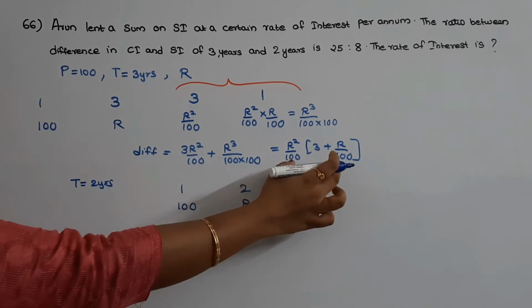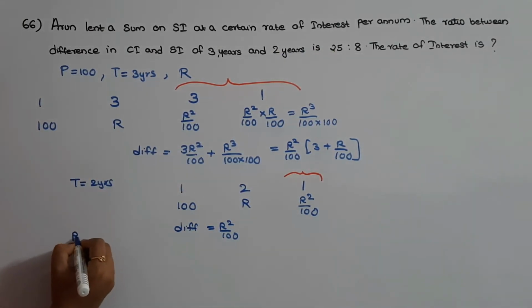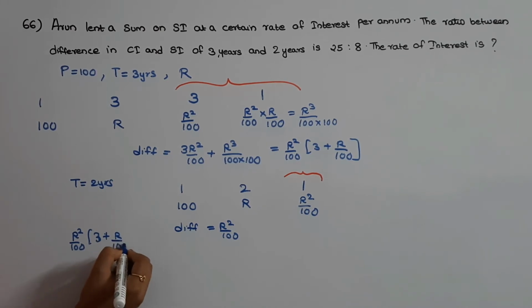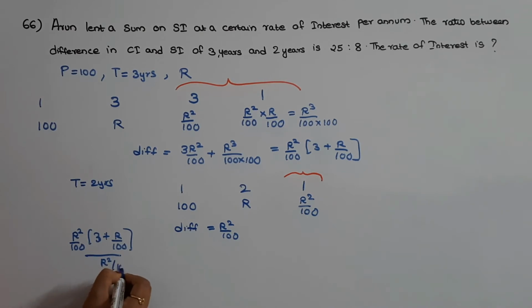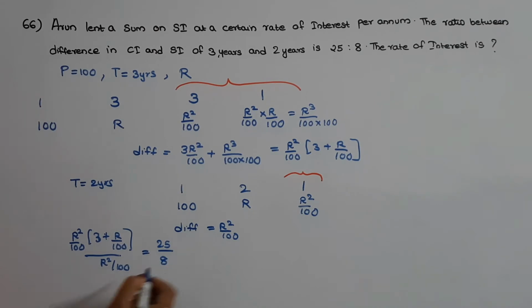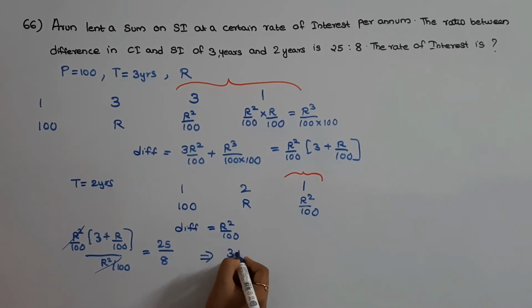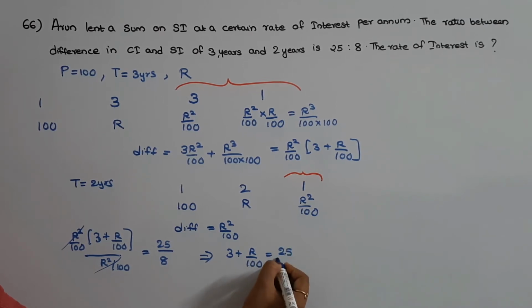Now the ratio of these two is given as 25 by 8. So let us write r square by 100 into 3 plus r by 100, divided by this r square by 100, is equal to 25 by 8. This r square by 100 and r square by 100 get cancelled. Hence we can write 3 plus r by 100 is equal to 25 by 8.